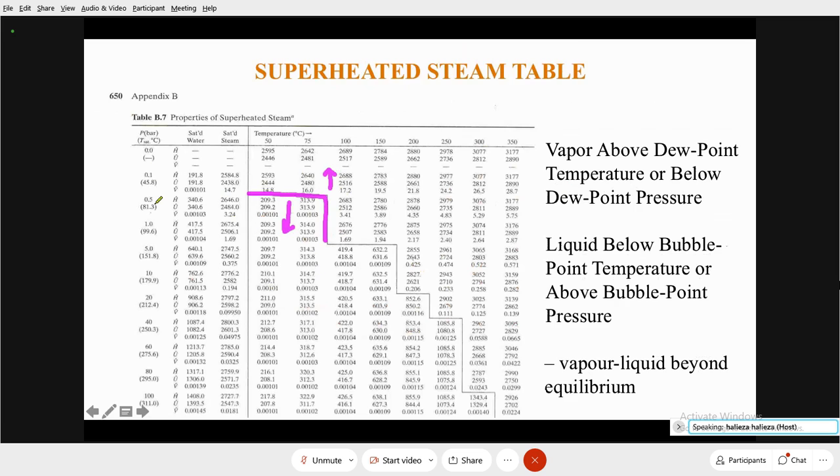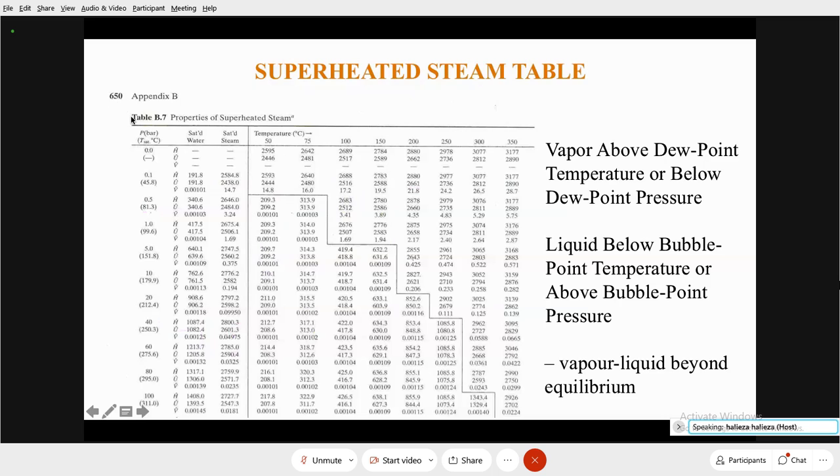For example, over here you have a pressure of 0.5. At that pressure, that is the saturation temperature. So if you have a temperature of 50, obviously you will have liquid here. But if you have a temperature of 100, which is above 81.3, that means at that condition, it is vapor. So that's easy enough to know. Anything above that line is vapor. Anything below that line is liquid. That's your superheated steam.